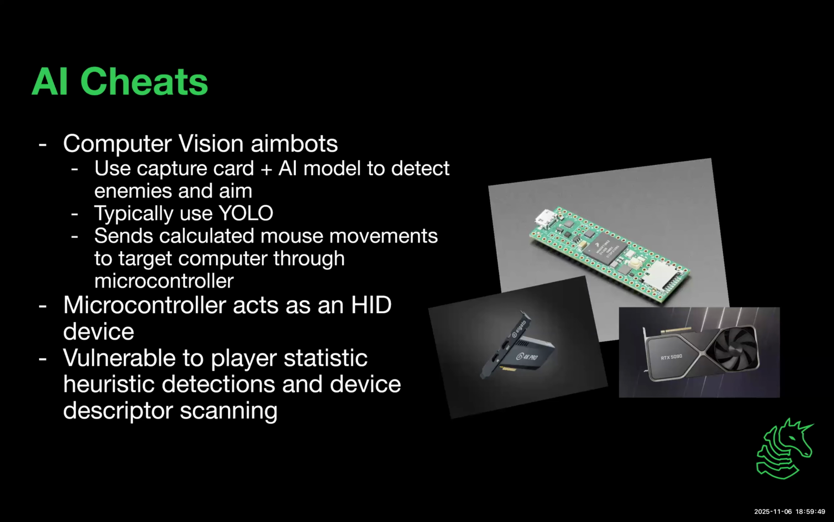YOLO is a convolutional neural network that essentially gives you bounding boxes of specific things that it recognizes and labels them, right? So if we used YOLO on here, it could put a box around this chip and say microcontroller. It'll label it, yes.